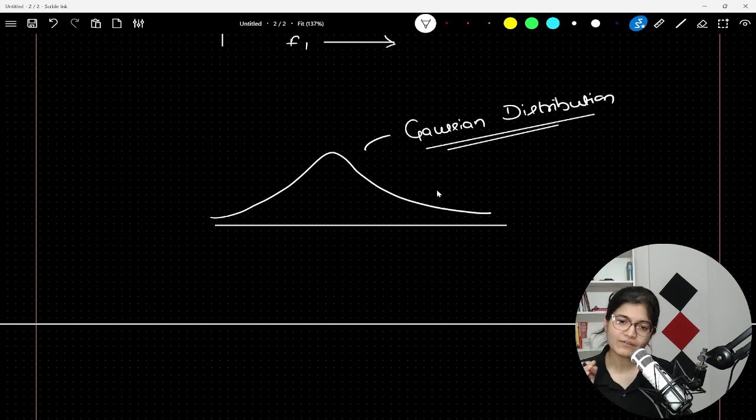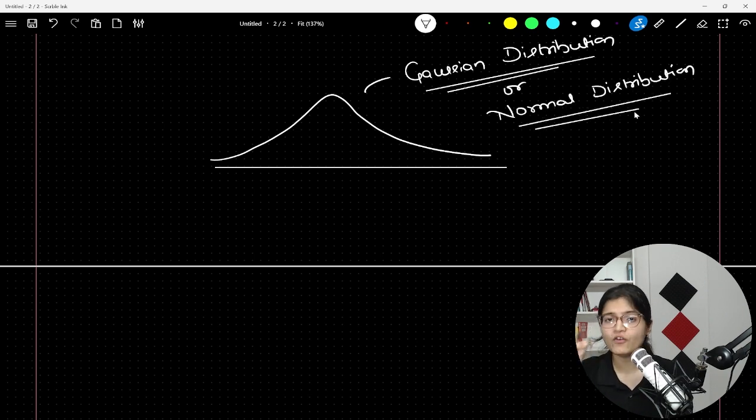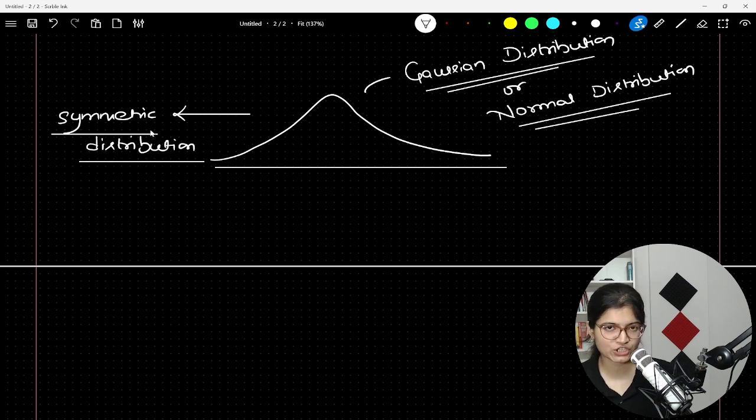Now, whenever we have this kind of distribution, it is also famous as the normal distribution. Let's say you want to determine whether your data is in a normal distribution form or not; we will try to create a distribution plot. This is also called a symmetric distribution, having some mean value and some standard deviation value.